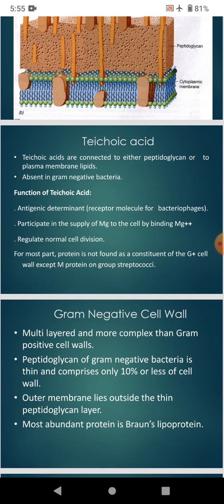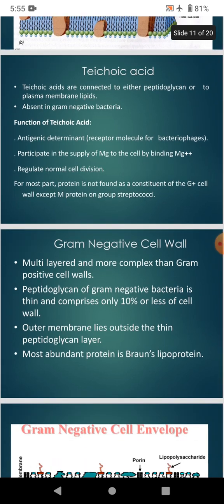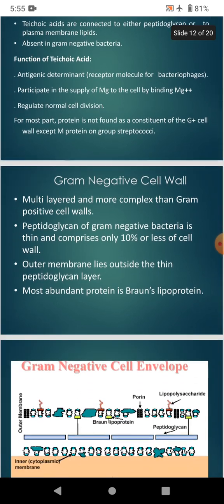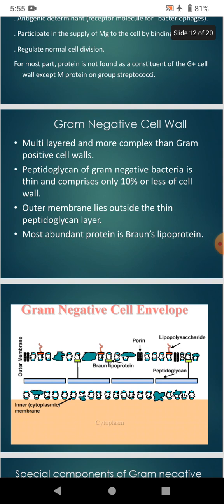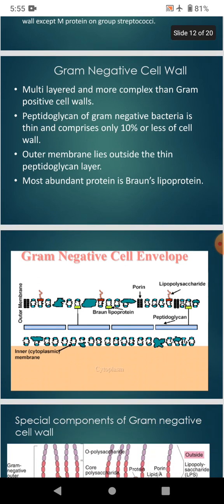For the most part, protein is not found as a constituent of the gram-positive cell wall except M protein in group A Streptococci. Then the gram-negative cell wall. The gram-negative cell wall is multi-layered and more complex than the gram-positive cell wall. Peptidoglycan of gram-negative bacteria is thin and makes up 10% or less of the cell wall. The outer membrane lies outside the thin peptidoglycan layer.